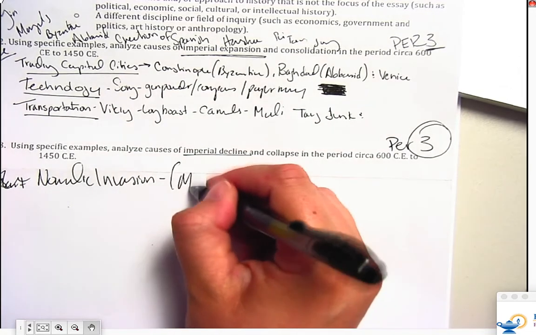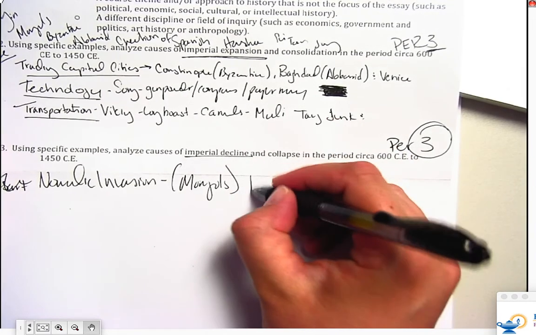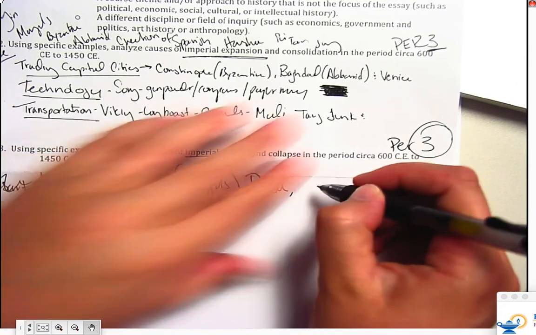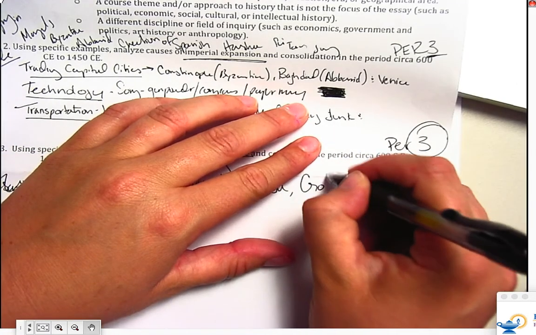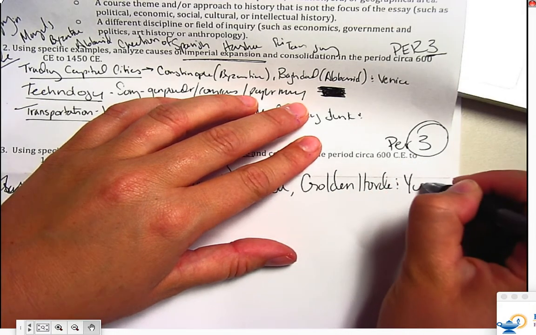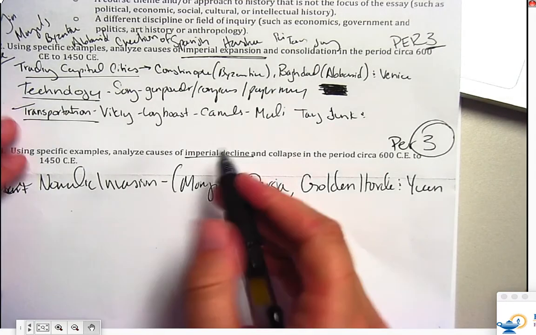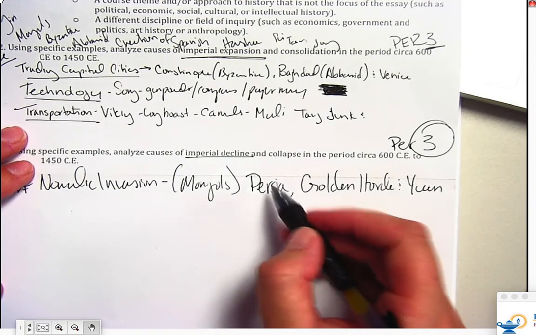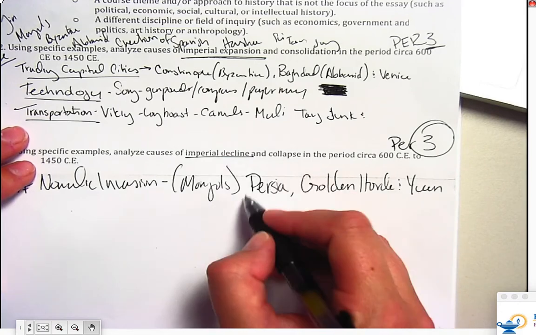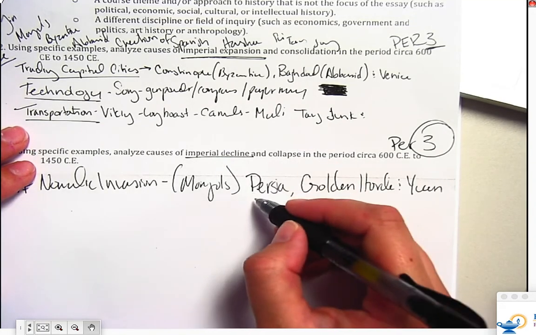Okay, parentheses Mongols, because that's who you're referring to. Is that correct? Okay, so you're going to say that Persia. Okay, you're going to use, of course, the Golden Horde, right? And the Yuan. That would work. If you're going to talk about the Mongols invading Persia, what empire collapses when the Mongols invade Persia? Aiden? The Persian one that collapses, the Sassanid, right? Yep.